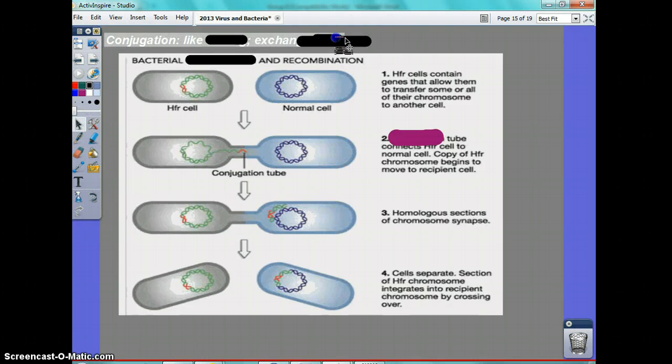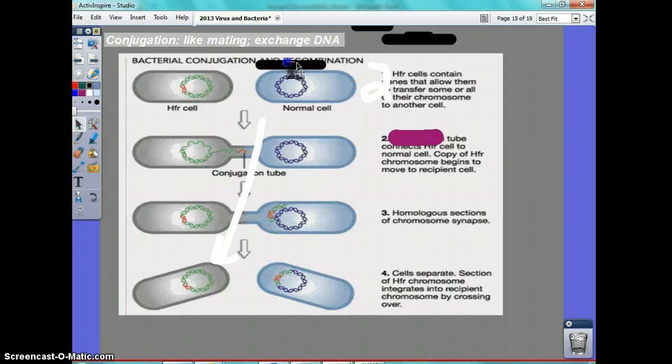Good. Conjugation, which is a recombination, it's kind of like mating because you're taking two bacteria, and in the end, you're going to have one different bacteria. And I know here you're going 2 to 2, but at the end of the day, what's happening is the bacteria are exchanging DNA, so they're kind of mixing. You're going to take two strands of bacteria, and their DNA is going to mix, and you're going to have a new daughter cell with a mixture of DNA.